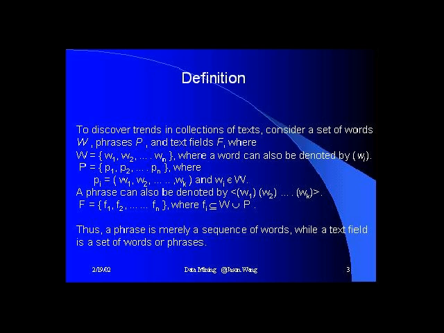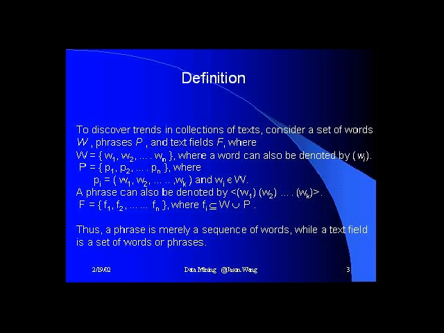Notice that here we use a sequence of keywords, and we use the notation of parentheses. That means the order among the keywords is important. For example, the phrase data mining is different from the phrase mining data. Sometimes we represent a phrase by this bracket notation with keywords and so on.